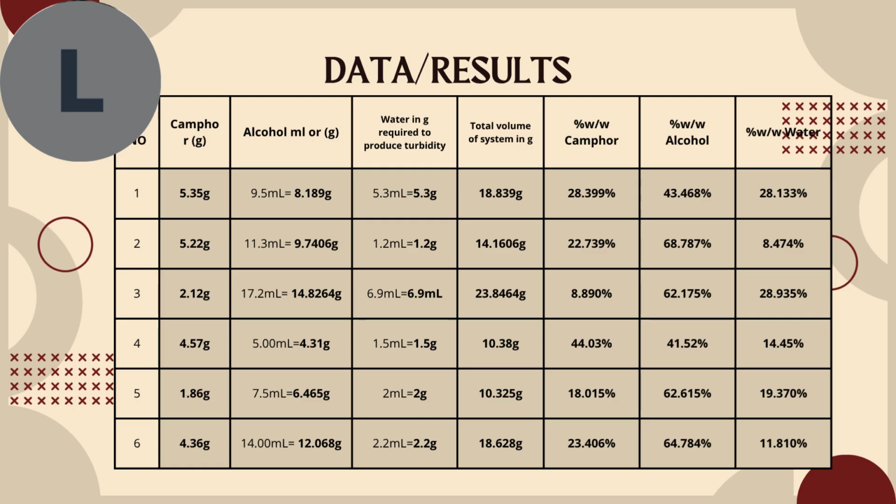And for the alcohol in ml, we used 9.5 ml of alcohol in system 1, and in the second we used 11.3 ml, 17.2 ml in the third, 5 ml in the fourth, 7.5 ml in the fifth, and 14 ml in the sixth system.